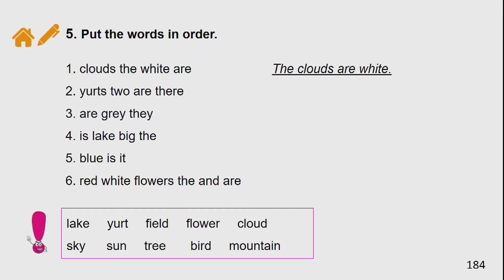That's it. Now it's time for your homework. Look at the page 184. Here is the exercise number 5. Put the words in order and make sentences. For example, number 1. The clouds are white. Do the task in your copybooks. Don't forget to learn the new words from today's lesson. They are in the box under the exercise 5.